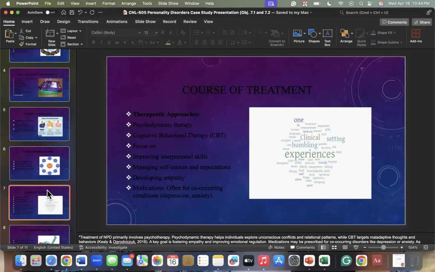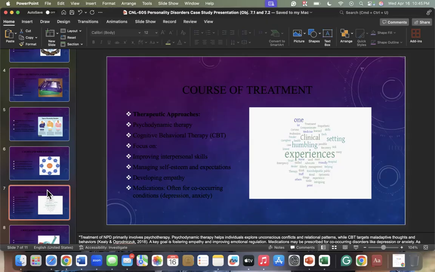Then we go on to the course of treatment. So there are several different therapeutic approaches. Here it shows psychodynamic therapy, cognitive behavior therapy, also being able to focus on improving interpersonal skills, managing self-esteem and expectations, developing empathy. Also, narcissism can be with a co-occurring condition such as depression and anxiety.